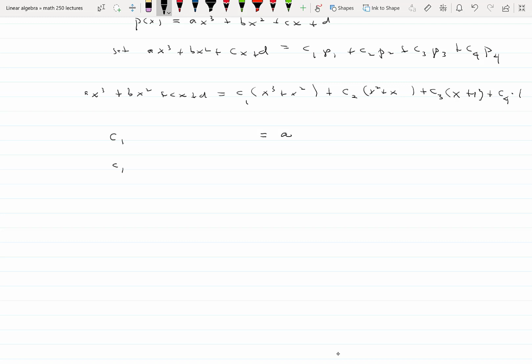You're going to get C1 plus C2, very similar to the system that we got when we showed linear independence on that, equals B. You're going to get C2 plus C3, jumping a little too fast. C3 equals C. You're going to get C2 plus C4 equals D. Just making sure I believe that. No. You're going to get C3 plus C4 equals D. Much better.